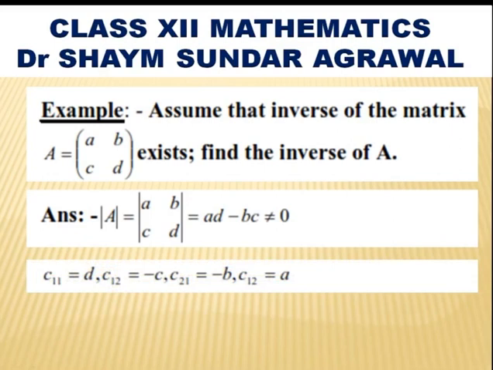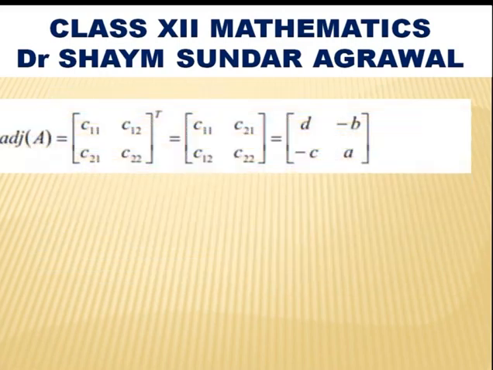First we have to find its minors, then cofactors. So directly, the cofactors are C11 is D, C12 is minus C, C21 is minus B, and C22 is A. Then the adjoint of A is the transpose of C11, C12, C21, C22, which is C11, C21, C12 and C22, that is D, minus B, minus C, A.